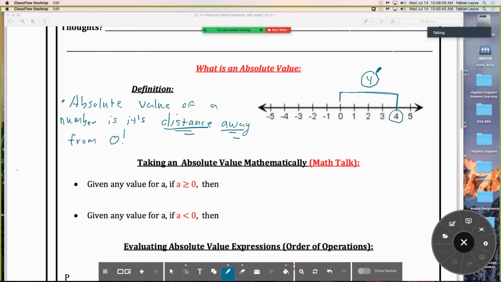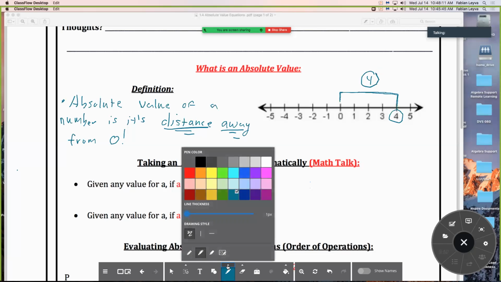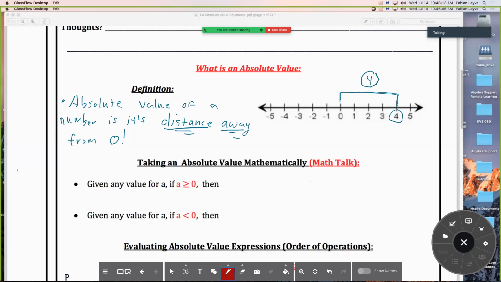Now, keep in mind that things could change a little bit, especially if you're dealing with negatives, but not really. Let me show you what I mean. Let's say I'm trying to find the absolute value of negative 5. Think in your head, how far is negative 5 away from 0? What would you guys say? 5. Exactly right.